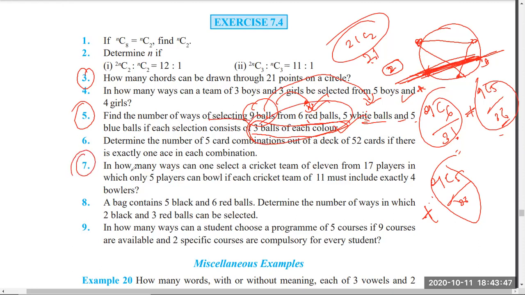In the seventh question, in how many ways can one select a cricket team of 11? You have to select a cricket team of 11 members from 17 players, in which only 5 players can bowl. Each cricket team of 11 must include exactly 4 bowlers.